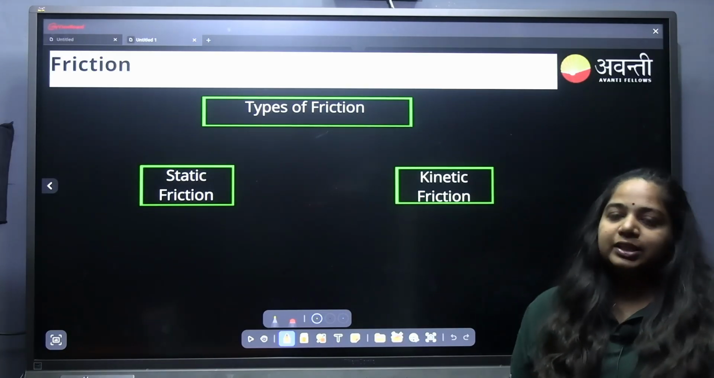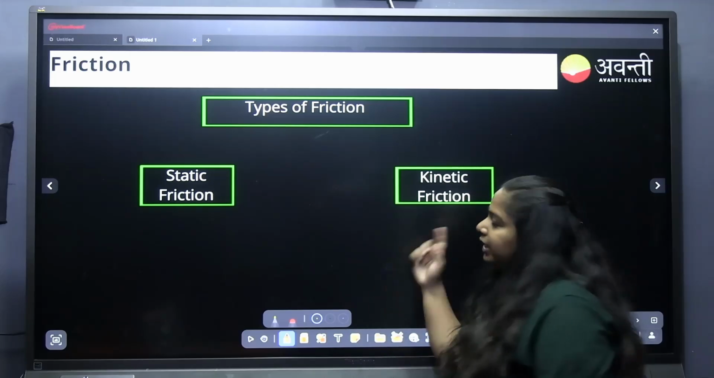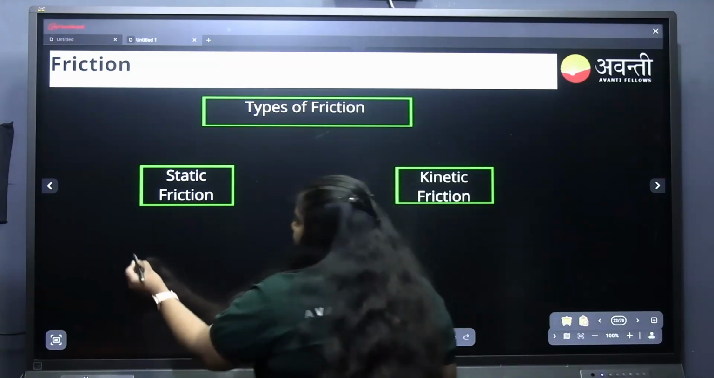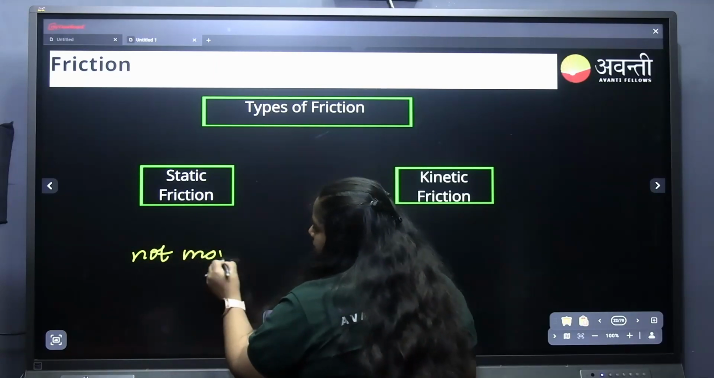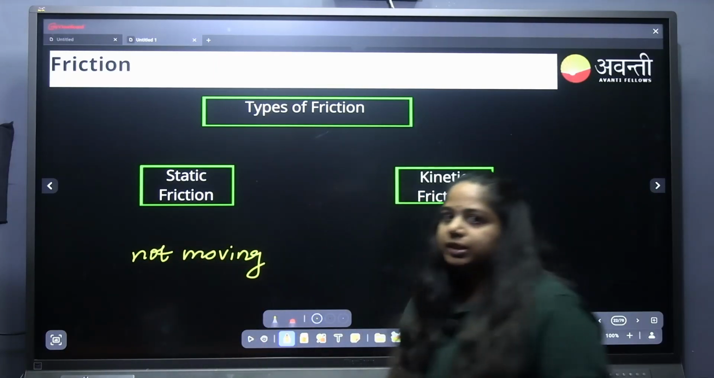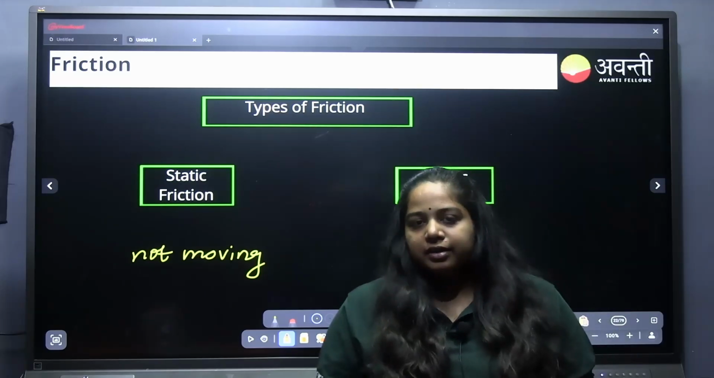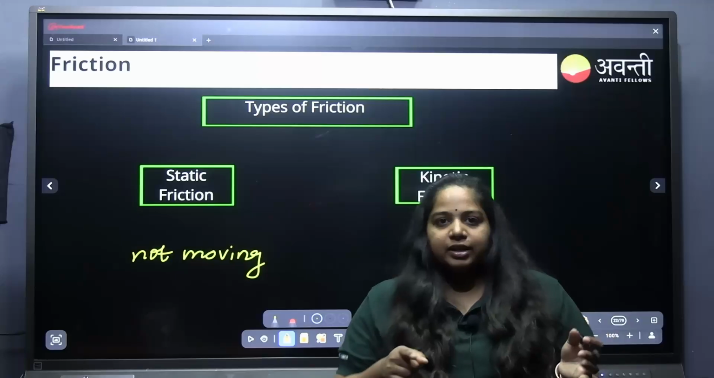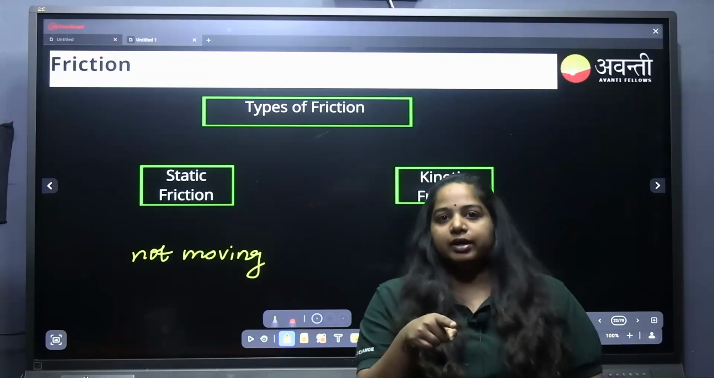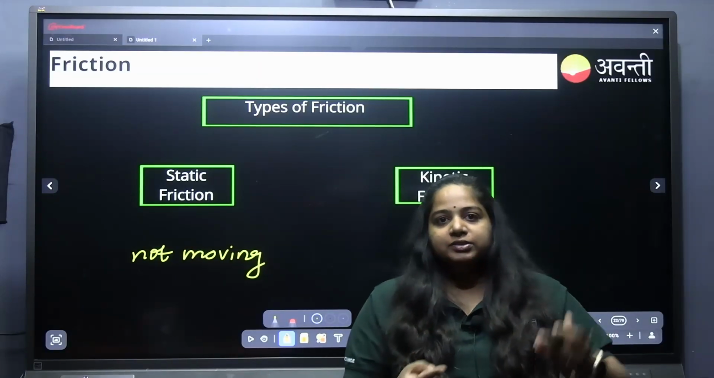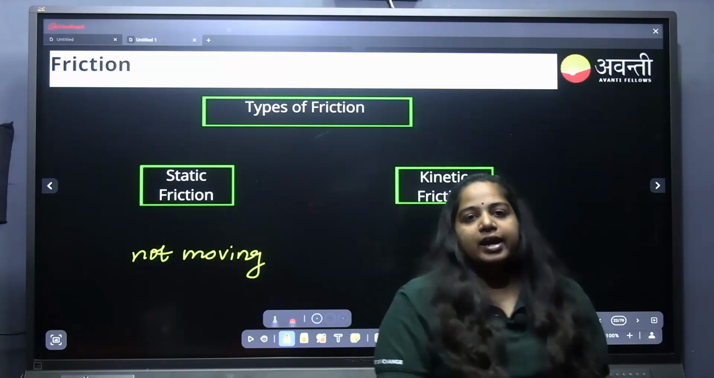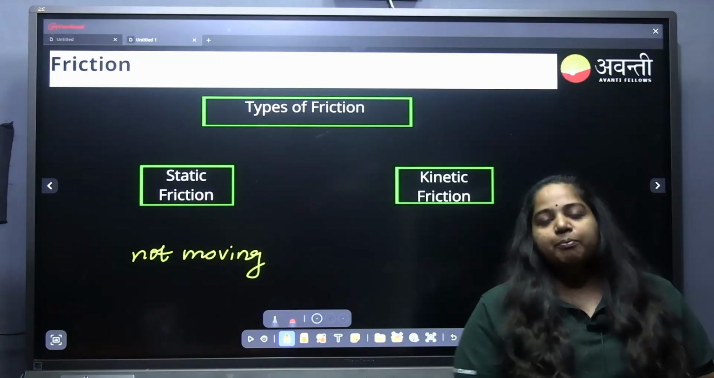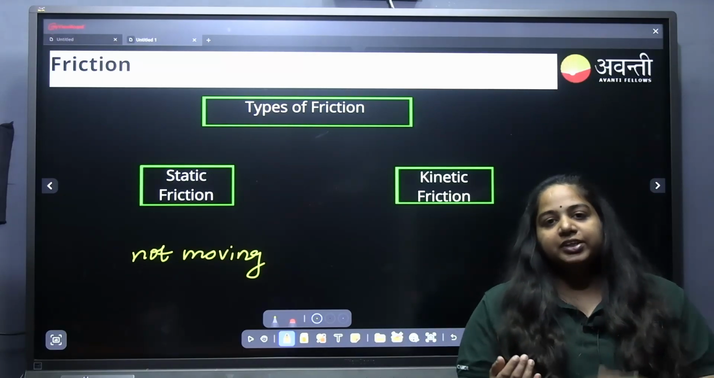Now coming to friction, there are two types of friction, static friction and kinetic friction. Static friction means when the object is not moving. Then you should ask, if it is not moving, why should friction act? Imagine that there is a huge box, or a gas cylinder. You are trying to push it with one finger. It will not move. Why? Because friction is there between the gas cylinder and the floor. Now once it starts moving, you have to keep on pushing it because friction is still acting.